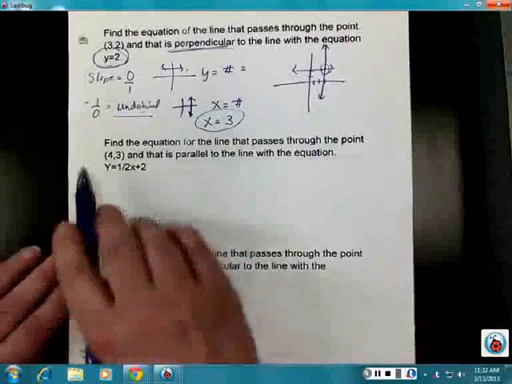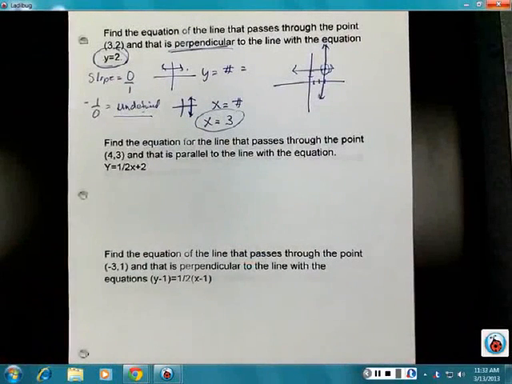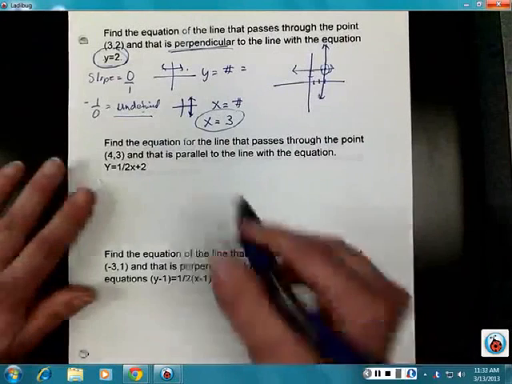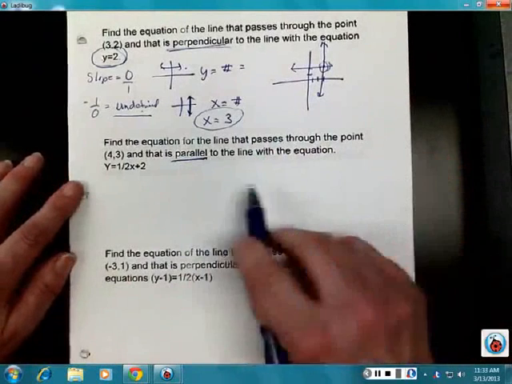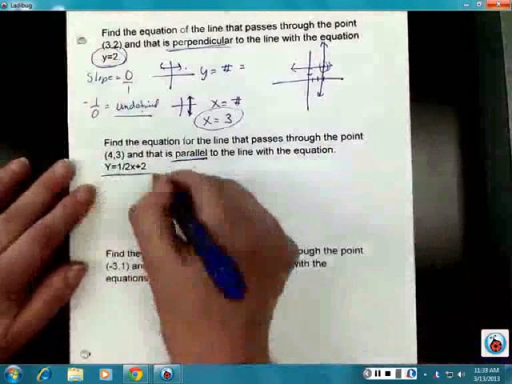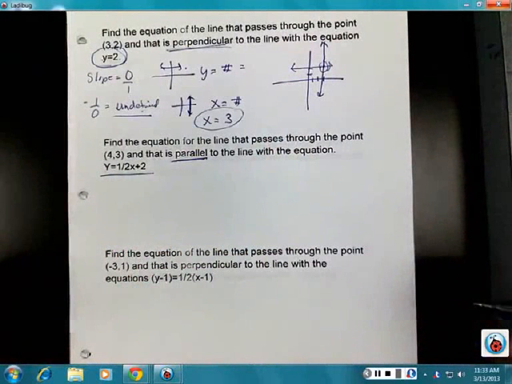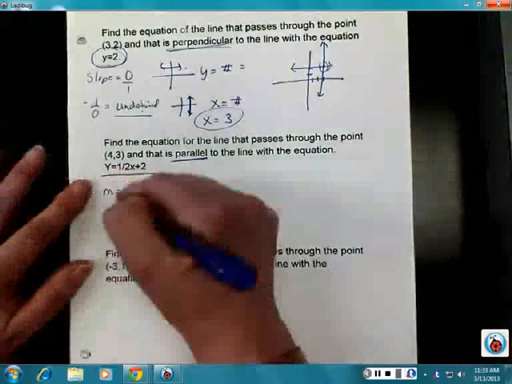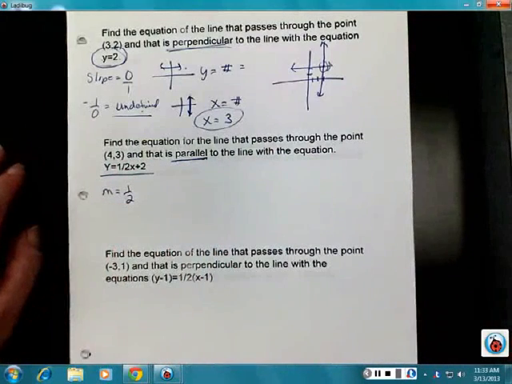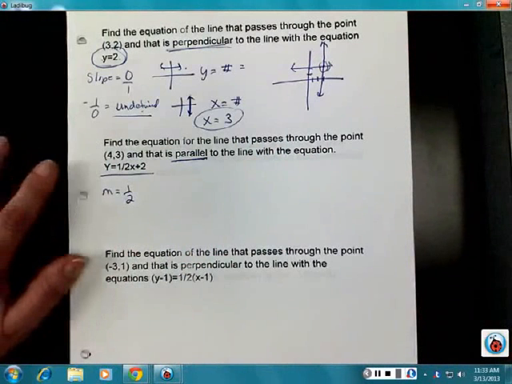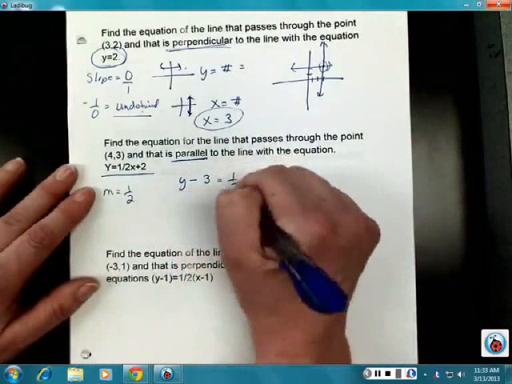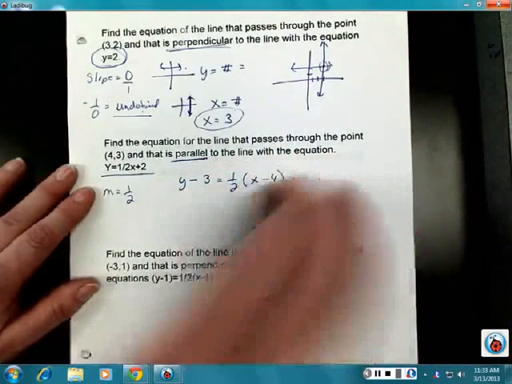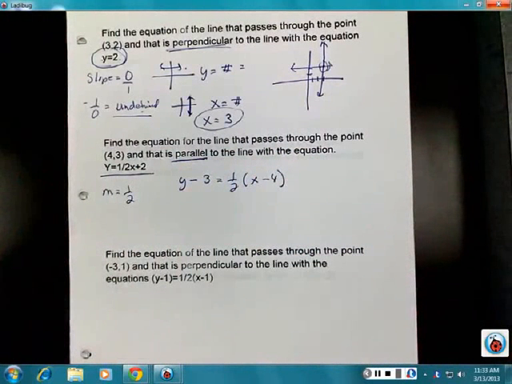The next one: find the equation for the line that passes through the point (4, 3) and is parallel to the line with the equation y equals 1/2 x plus 2. So what do I know as soon as I read parallel? The slope's the same. So if we know that, then the slope of that one will be 1/2. So how do I find my equation? They give you the point, 4 and 3, so we'll have to do the y minus. And you just plug that in because it's already solved for you.